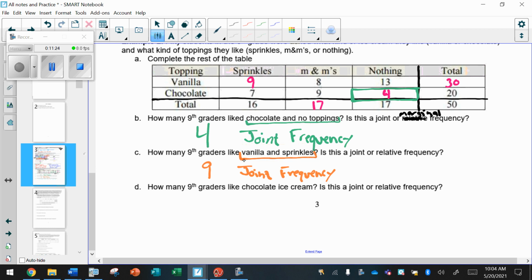And then how many ninth graders like chocolate? Just straight up chocolate. So total chocolate is 20. That is our marginal frequency. So anytime they ask for marginal frequency, they're really just asking for the total for that particular topic. So that came in the margins of our table, around the outside of our table. It was a total, so that is a marginal frequency.